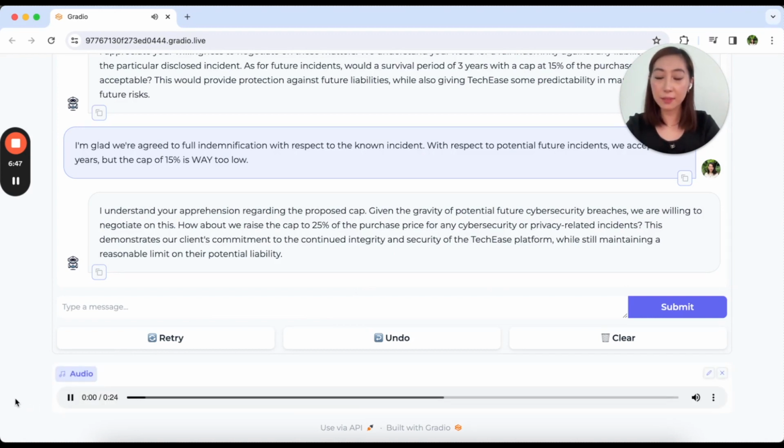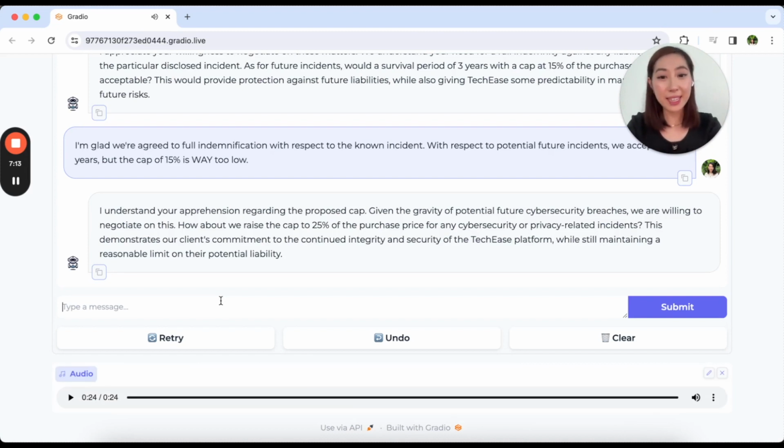I understand your apprehension regarding the proposed cap. Given the gravity of potential future cybersecurity breaches, we are willing to negotiate on this. How about we raise the cap to of the purchase price for any cybersecurity or privacy-related incidents? This demonstrates our client's commitment to the continued integrity and security of the Techies platform, while still maintaining a reasonable limit on their potential liability.